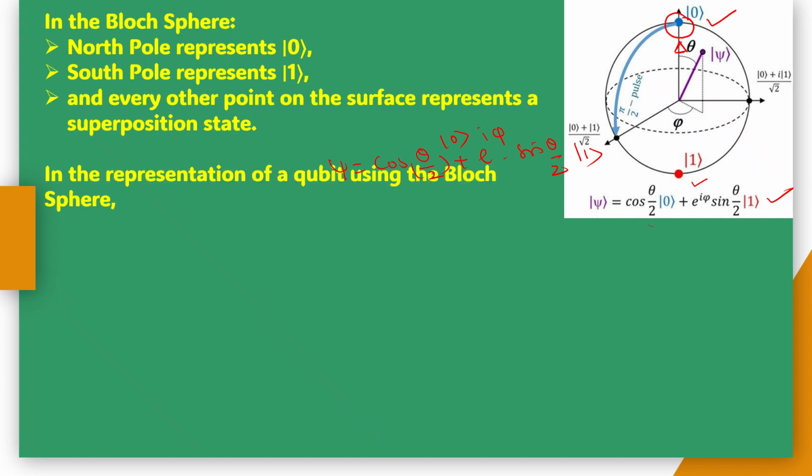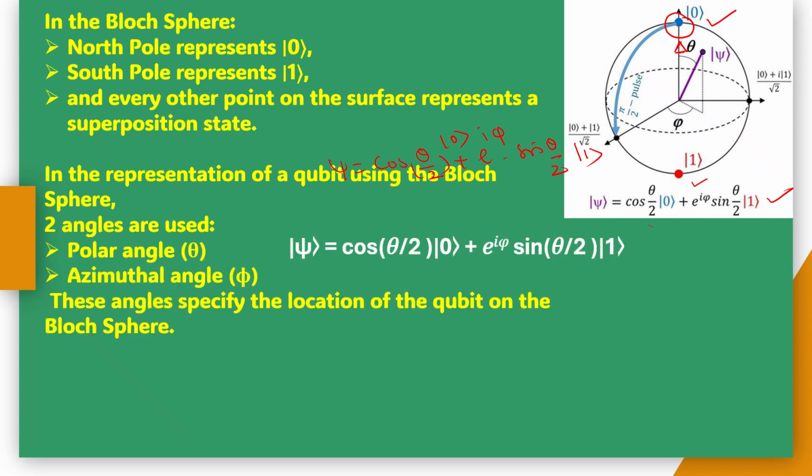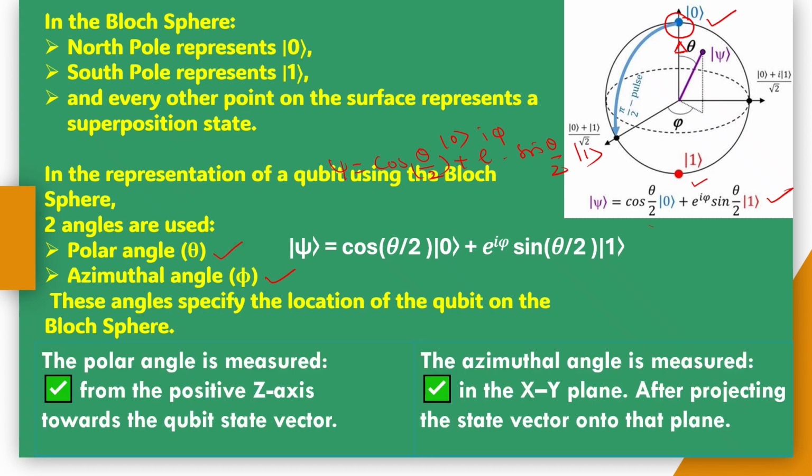So the common formula of a qubit using the Bloch sphere is: state psi equals cos theta by 2 state 0 plus e power i phi sin theta by 2 state 1. Here we are using two angles: one is the polar angle, the second one is the azimuthal angle, in the representation of the quantum state on the surface of the Bloch sphere. The polar angle theta is measured from the positive z-axis towards the qubit state vector.